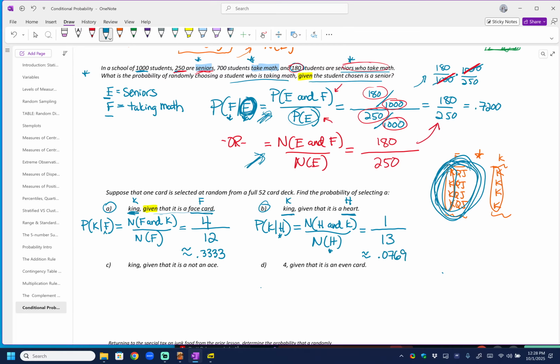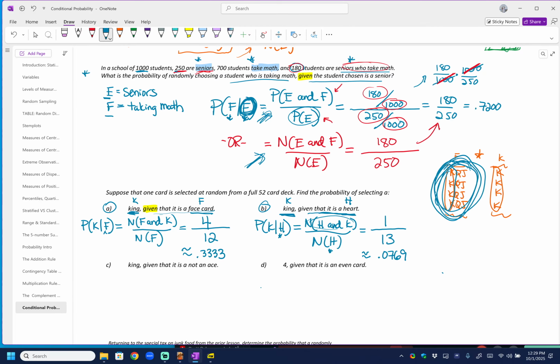Again, though, we could have done this mentally. We could have said, given that it is a heart, all we care about is hearts. All the other cards are thrown out. We only have 13 hearts in front of us. How many of those hearts are kings? 1 of them. So therefore, 1 out of 13. So you can see why, hopefully, doing it in your head might even be easier than trying to figure out some of this overlap stuff in the numerator. It actually can be pretty straightforward.